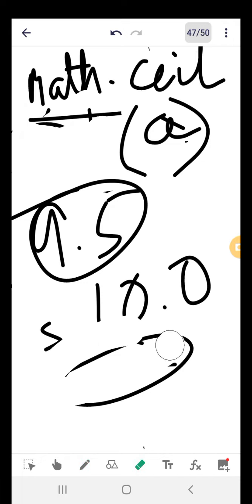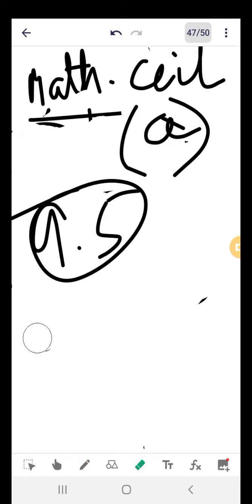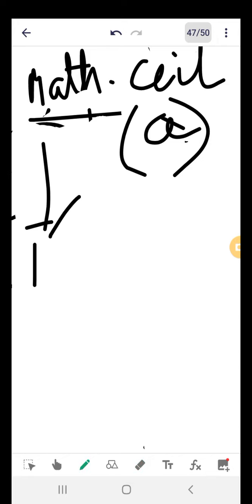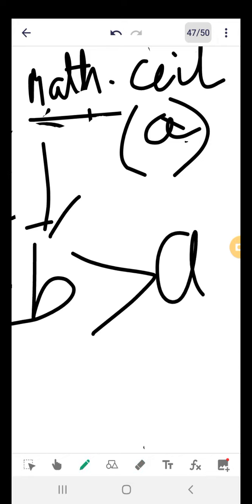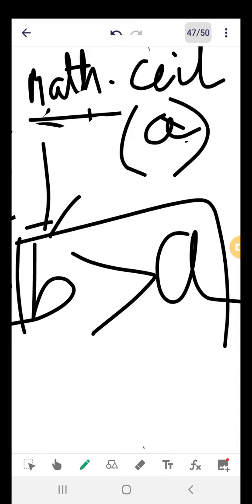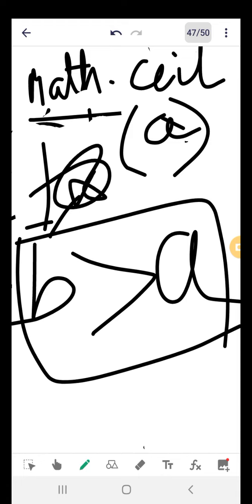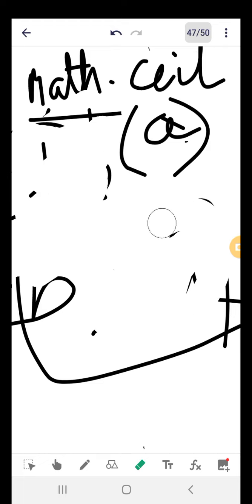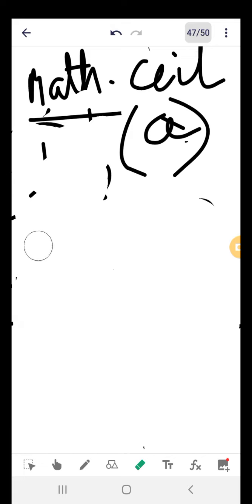So whatever the answer will be this time, remember, if the answer is b, then b will always be greater than a. Remember this. Okay, this is very, very important. With floor, the answer will be less than the argument, and with ceiling, the answer will be greater than the argument.